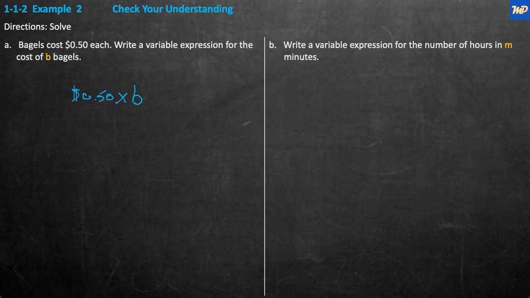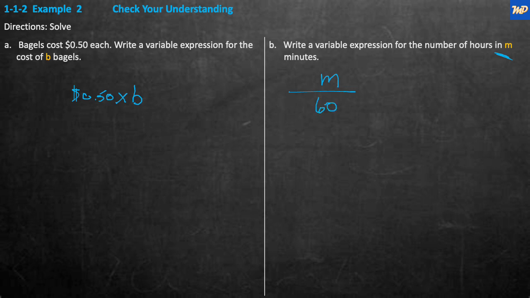And now, problem B. Write a variable expression for the number of hours in m minutes. Well, how many hours are in 60 minutes? Well, 1 hour is in 60 minutes. Oh, how do we get that? We put 60 divided by 60, right? So in this case, we know how many minutes we want. We want m minutes. Okay, so it's going to be m minutes divided by the number of minutes in an hour, divided by 60.